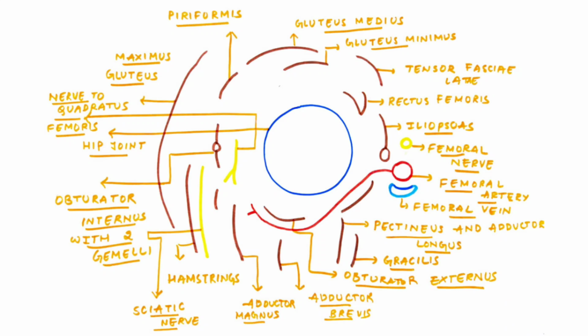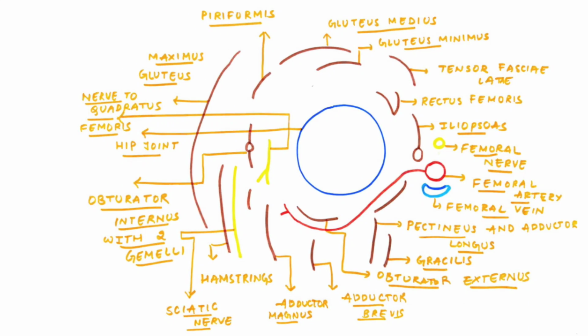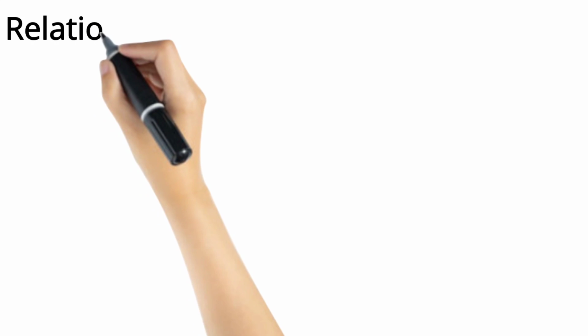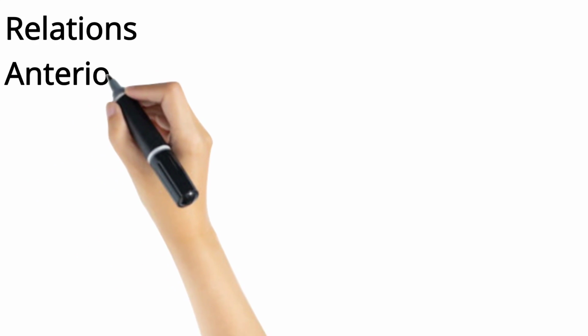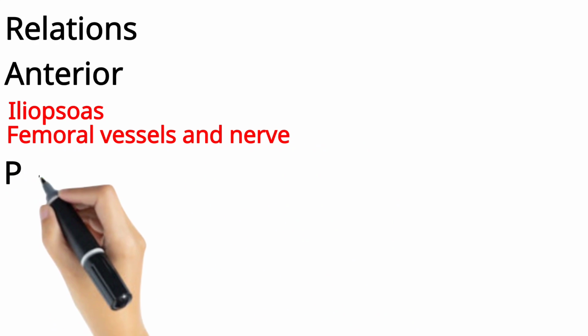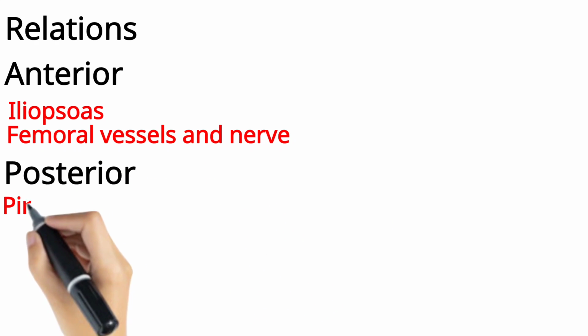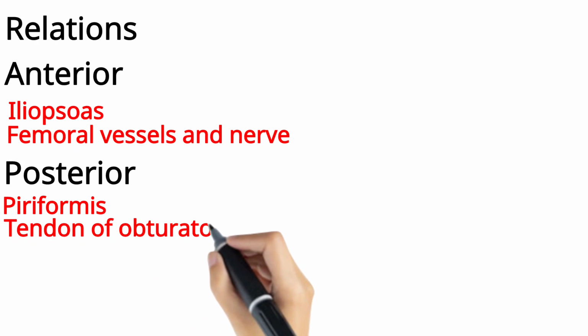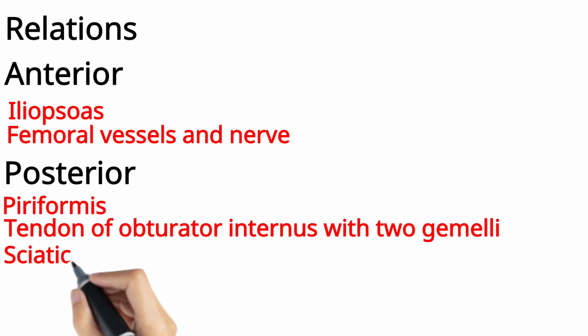Starting with the first relation of the hip joint posteriorly is nerve to quadratus femoris. Then comes obturator internus muscle with two gemelli. Okay, superior and inferior gemelli. Then comes sciatic nerve. Then comes quadratus femoris muscle and obturator externus muscle.